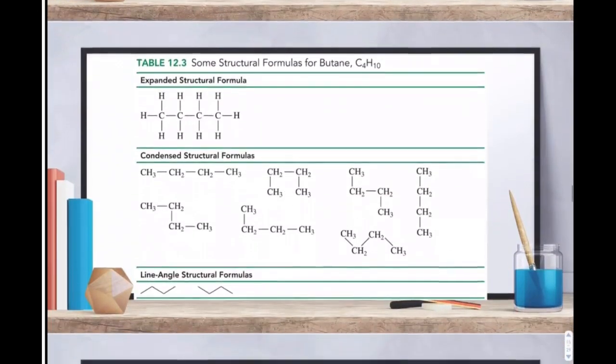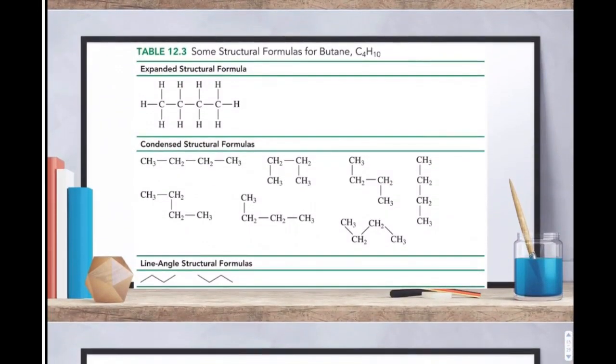So here are some structural formulas for butane. Notice that when I do the expanded structural formula, this is the same as your Lewis structure. So if I look at this expanded structural formula, I have these condensed structural formulas that go with it. These are all the same. And so when you're looking at your experiments, you're going to have to draw some things that are different.